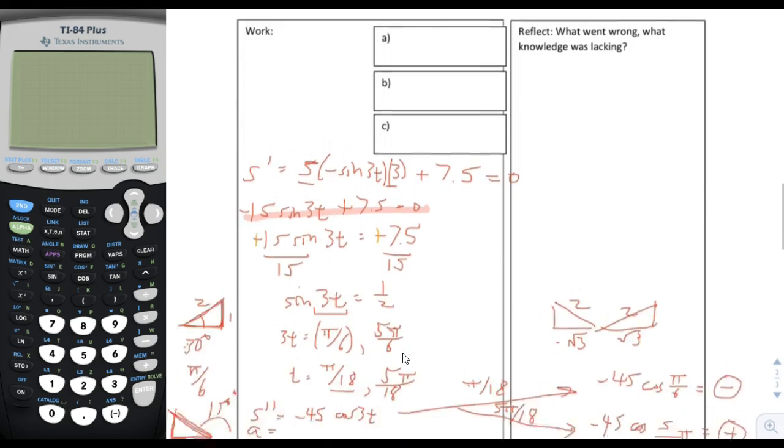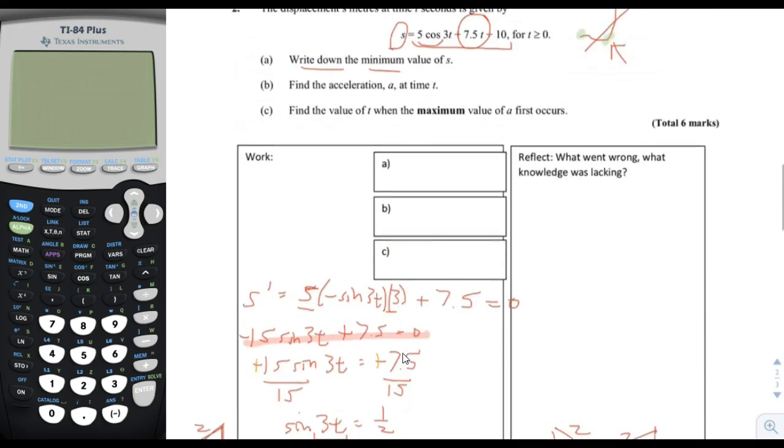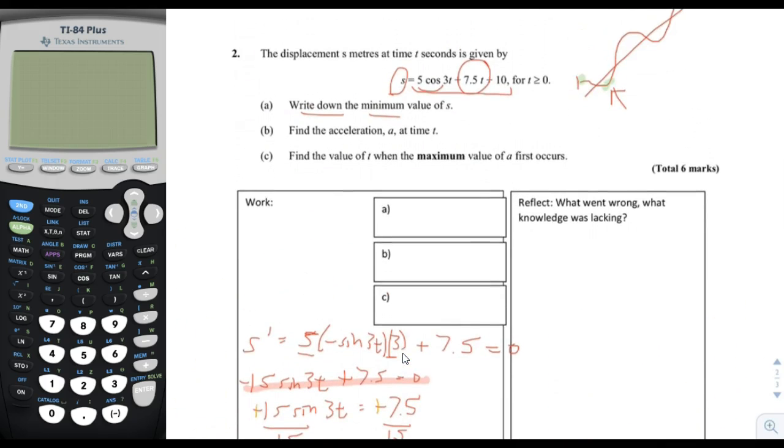And this point we just found. That point is 5/18 pi. The only thing we need to do now is test the first point, which is t equals 0. So let's test 2 points. One is s of 0, and the other one is s of 5 pi over 18. We're going to compare those 2 points to see which one is actually a minimum.